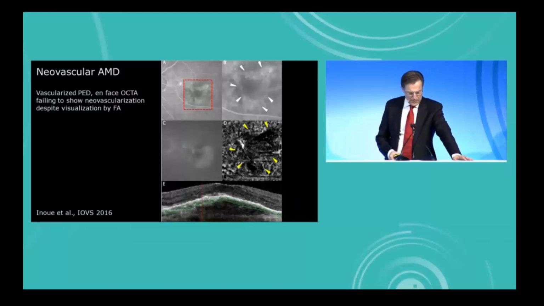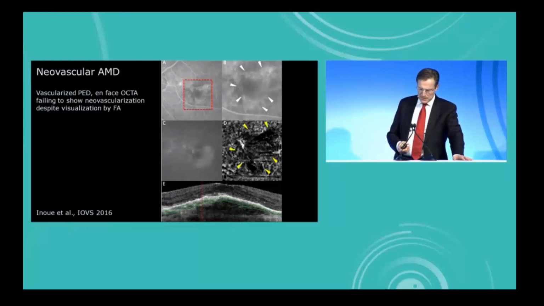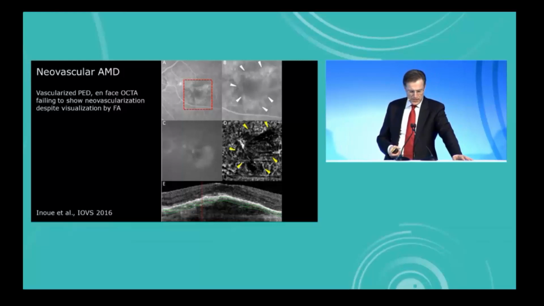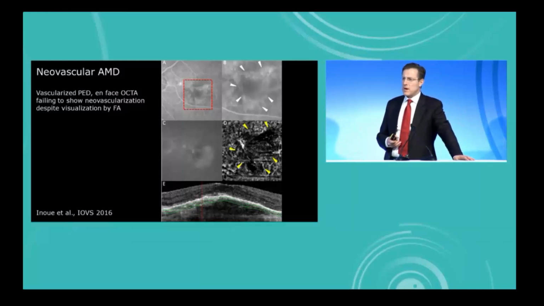Now, when you have a vascularized PED, which means a type 1 neovascularization that elevates the retinal pigment epithelium to a very gross extent compared to what we saw before, then you can find examples where en-face OCT is challenged by either the structural characteristics of the CNV or by the difficulty in penetrating down to where the new vessels are.